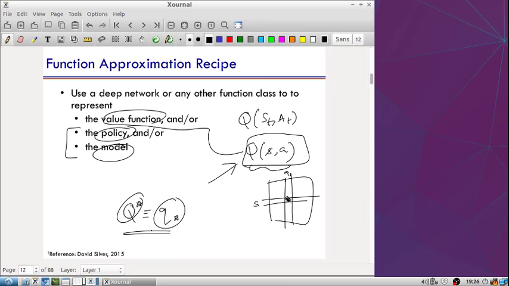Remember there was the Bellman optimality equation last time, a nonlinear equation. If I arbitrarily say, okay, instead of thinking of this function, I'm going to think of a linear function, that may not satisfy the Bellman optimality equation. So that's why I'm saying it's an approximation.